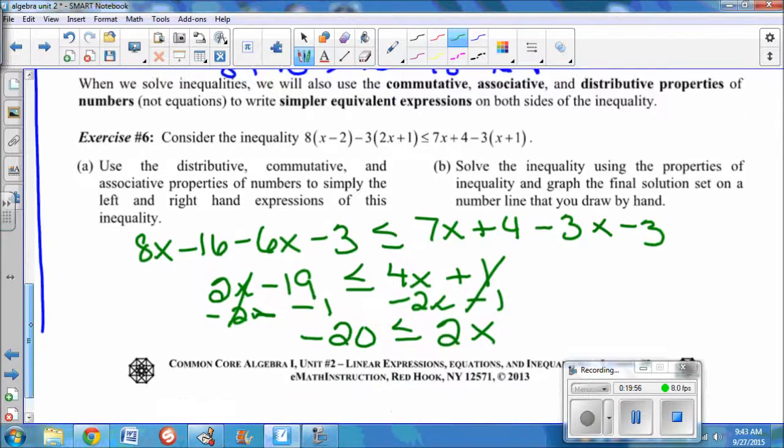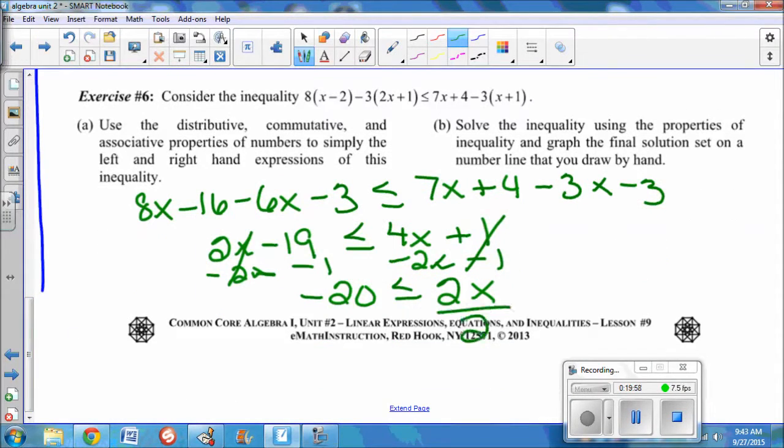to 2x. Divide. Now I'm not dividing by a negative. That 2 is not negative, so I don't need to flip my symbol. But notice how it's written. So if I read from left to right like I normally do, negative 10 is less than or equal to x. I always tell kids, read from the variable if it's on the right-hand side. So in this case, I want to read backwards. My value of x has to be greater than or equal to negative 10.